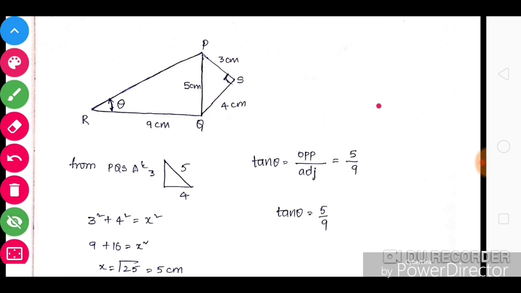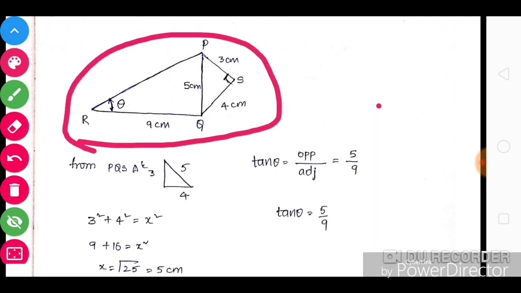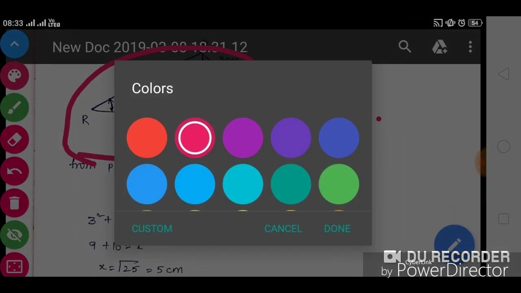it was a triangle. There are two triangles involved in this, and he is asking to find this angle theta, and he is asking to find tan theta. What is tan theta here? To find tan theta, we should know what is opposite and what is adjacent. Here adjacent 9 is given, but opposite is not given. So how to find? See this PQS triangle.